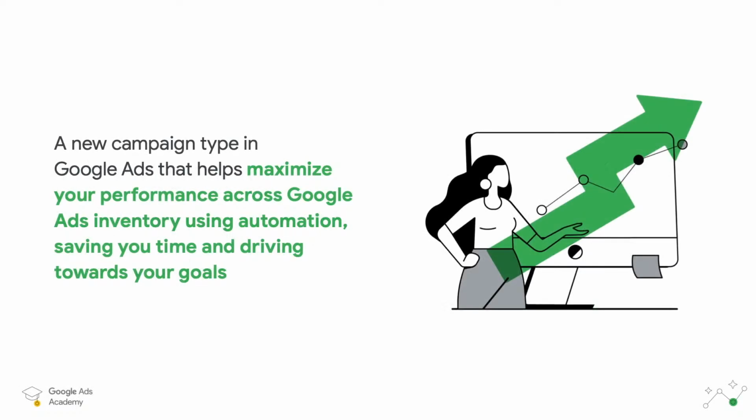It's a new campaign type that will maximize your performance across Google Ads inventory using automation. It's going to save you valuable time and simultaneously drive towards your goals. As I mentioned, I have the light lift of really kind of capturing the current state. From here, I'm going to hand it over to the experts, Adam and Steph, to really take you through the rest of the learning journey. Gentlemen, I pass it over to you.